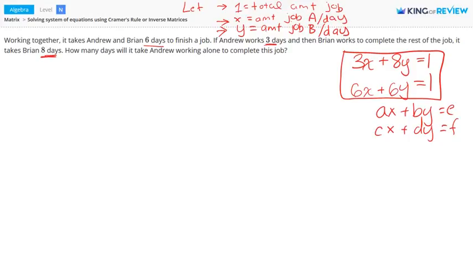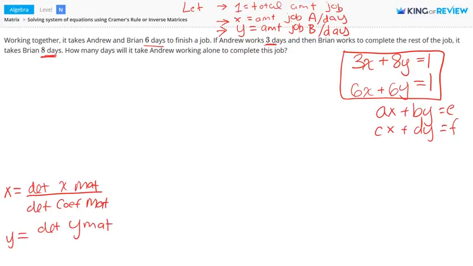So Cramer's rule says that we can solve for x by taking the determinant of the x matrix and dividing it by the determinant of the coefficient matrix. And for y, this is equal to the determinant of the y matrix divided by the determinant of the coefficient matrix.